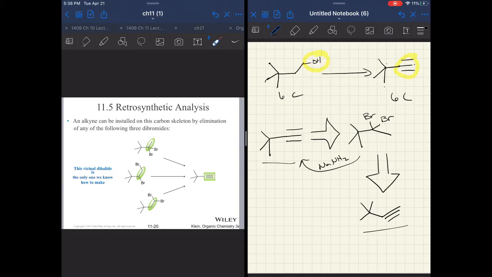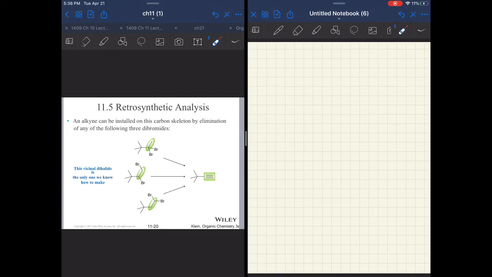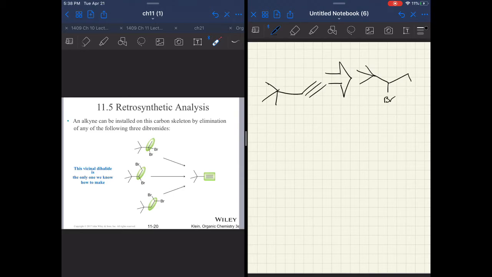So this was my first foray, right? Now I want to start over. Let me try this again. Let's draw this little starting material here. Or I'm sorry, not starting material, our product. And let's think about another dihalide we could use. The bromines can be on the adjacent carbons. It could be a vicinal dihalide instead of geminal.